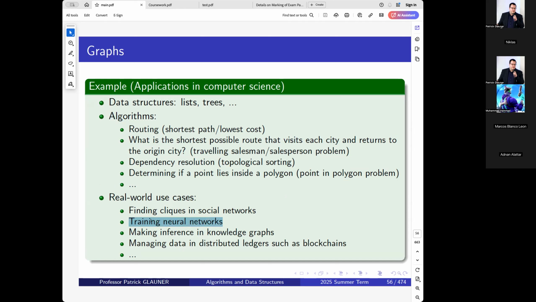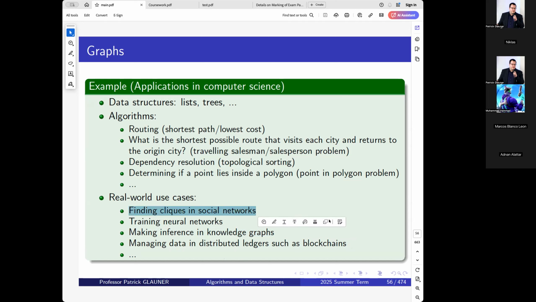For example, a neural network is also a graph. So if you want to train a neural network, you just need some very sophisticated graph algorithm. There are knowledge graphs to combine knowledge in knowledge bases, and you may want to make some inference. You can do that with graph algorithms. A blockchain is a distributed ledger, which is just some graph of blocks.